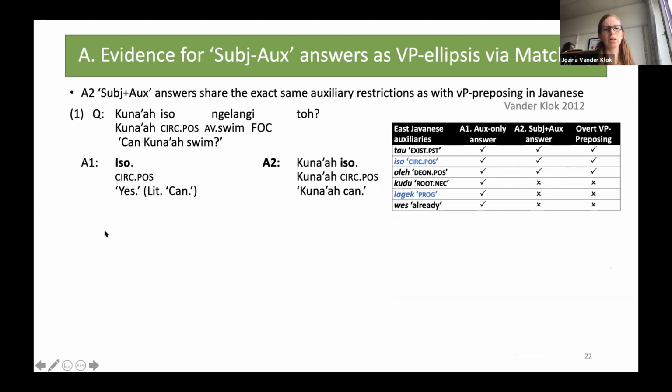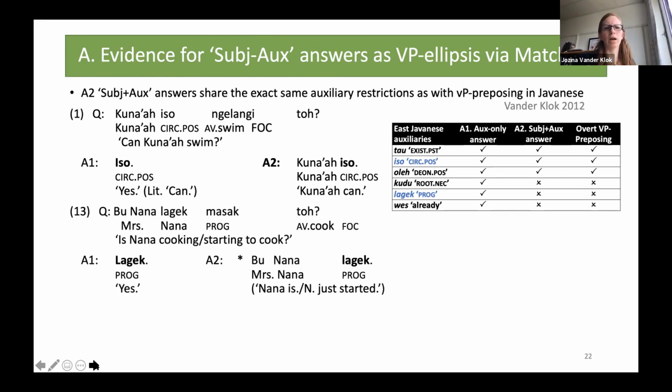So let's look at the data. So subject auxiliary answers, ISO is a possibility. Here I'm illustrating the auxiliary and the subject auxiliary, but then lage is possible as a sub-auxiliary only answer, but it's not possible when the subject is overt. So is Nana cooking or starting to cook? Javanese speakers can't answer with unana lage.